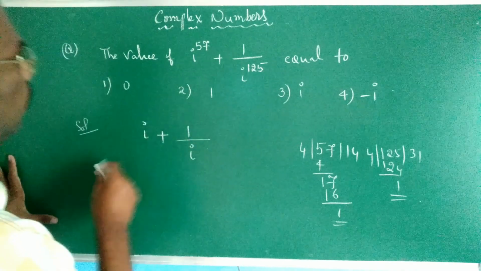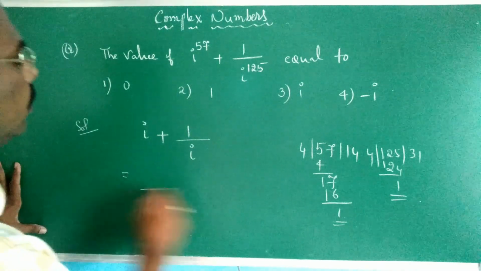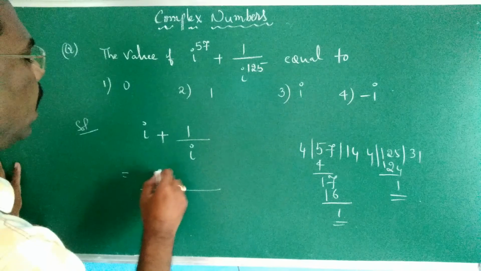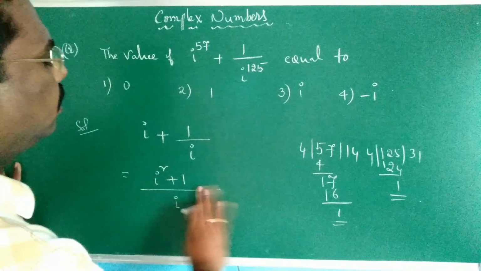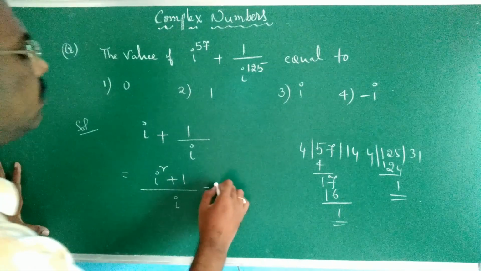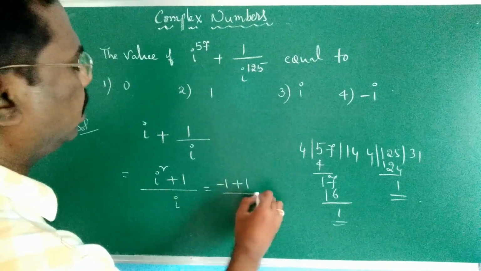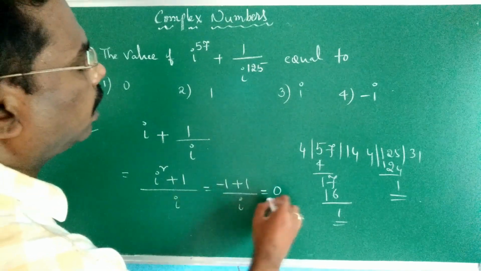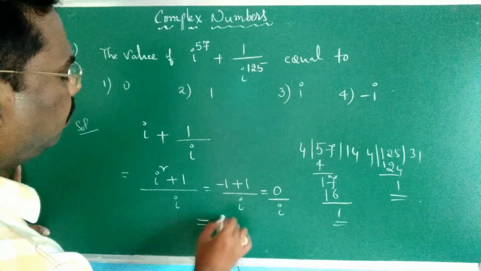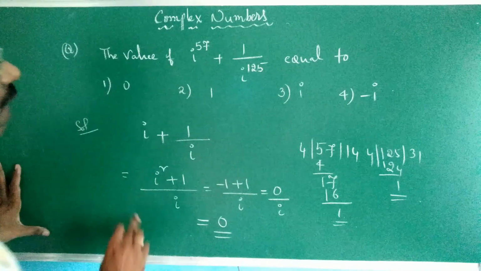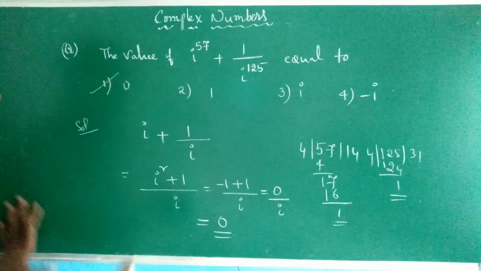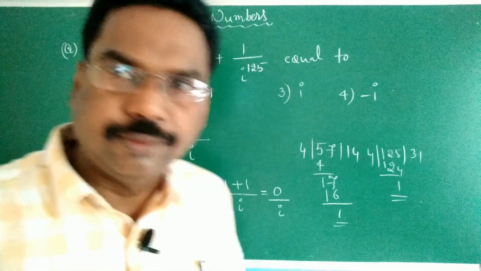So we have i plus 1 by i. Taking the LCM, i square plus 1 by i. Now i square value is minus 1, so minus 1 plus 1 by i, which is 0 by i, equal to 0. That value is equal to 0.